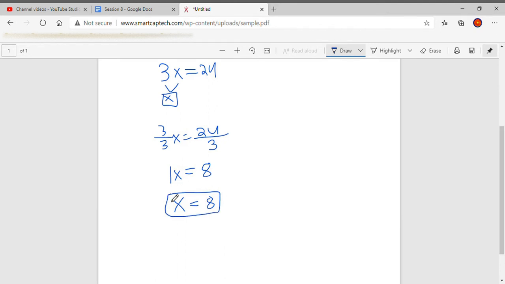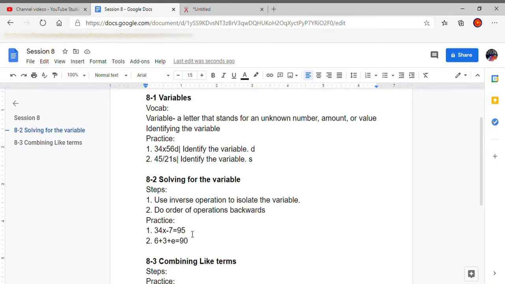So we didn't really have to use order of operations backwards, but for these 2 problems, you will have to use it backwards because you have to solve for this. You have multiplication here and subtraction here, same thing for number 2. So pause the video, solve these. When you're done, like always, it's a tradition, unpause the video.